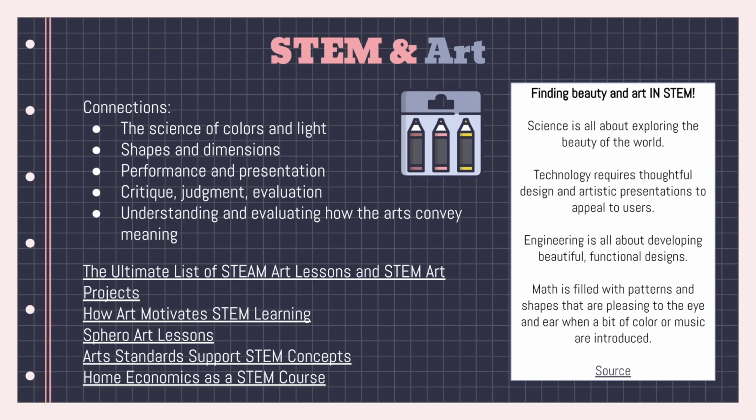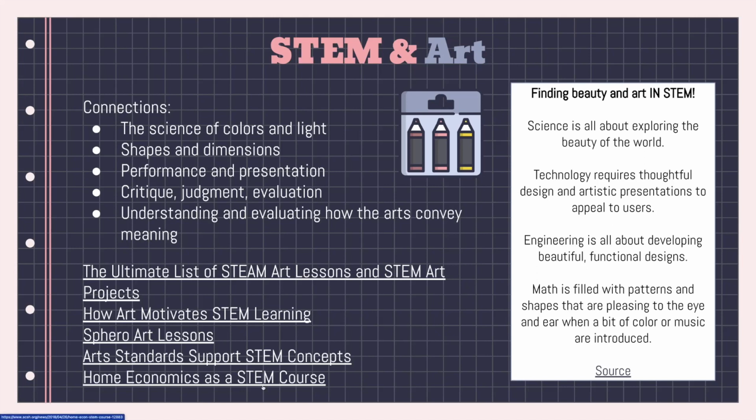But even in the sophisticated spaces of art, like critique and evaluation, and how art makes us feel, that empathy piece in the design space, understanding and evaluating how the arts convey meaning. There are lessons tied to some of the specific robotics that we use for art. There are art standards that support STEM concepts. The ultimate list of STEAM art lessons and STEM art projects. If your art teachers are looking for a way to get started with that, please reference any of those resources to dive deeper. And I even love this.